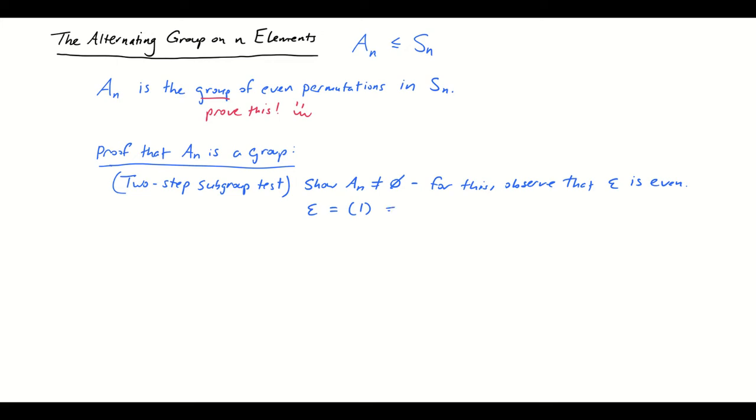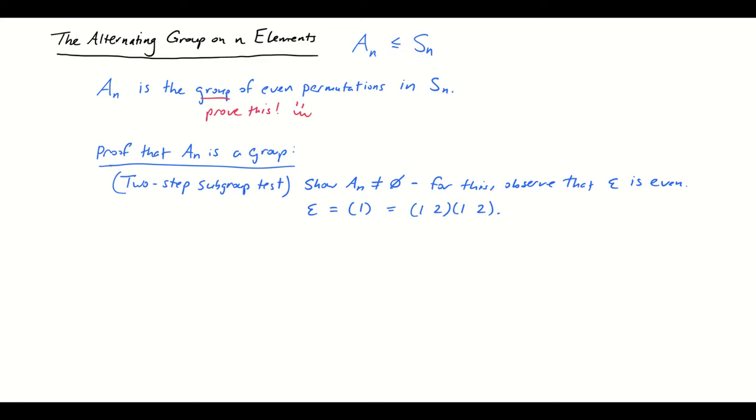If you don't believe in that line of reasoning, then consider this. We could also write the identity as the product of a transposition with itself, any transposition. And as long as n is greater than 1, that would work. So you'll notice we're able to write epsilon as a product of two transpositions. And if we can write it as a product of two, then by what we covered in the previous video, we can never write it as a product of an odd number of transpositions. It's always going to have to be an even number. So epsilon is an even permutation. That shows that A sub n is non-empty.